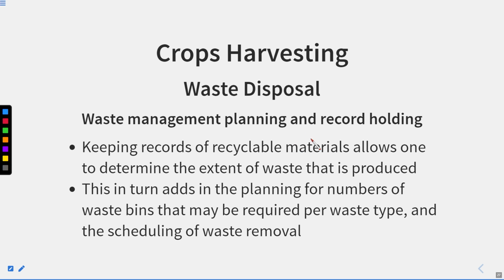Keeping records of recyclable material allows one to determine the extent of waste that is produced. So, what recyclable material has been produced, and how we have used it for waste disposal, should also be noted. This in turn aids planning for the number of waste bins required per type of waste. According to that, we can make the bins, and accordingly we can keep all the waste segregated. And disposal or removal of such waste will become quite easy.